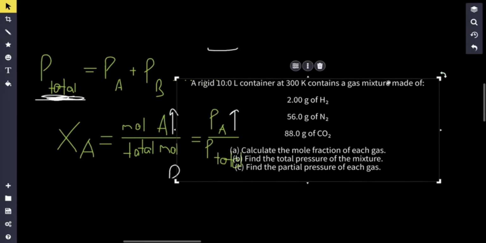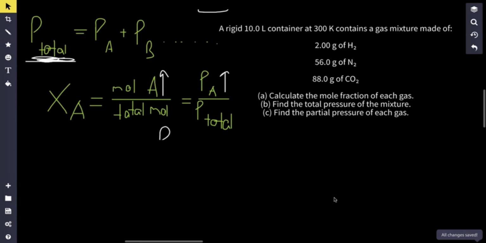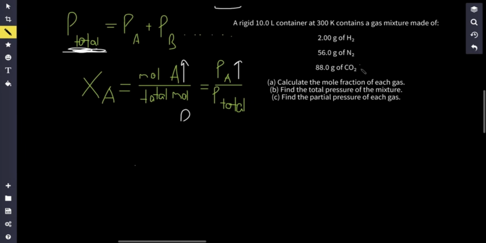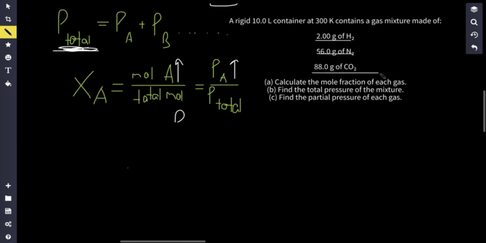Let's take a look at this problem. You have a rigid 10-liter container at 300 degrees Kelvin that contains a gas mixture made of this and this. Calculate the mole fraction of each gas, find the total pressure of the mixture, and find the partial pressure of each gas.